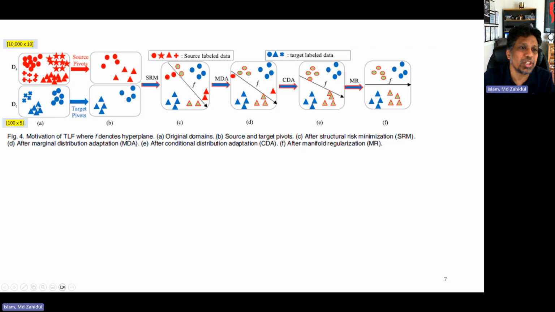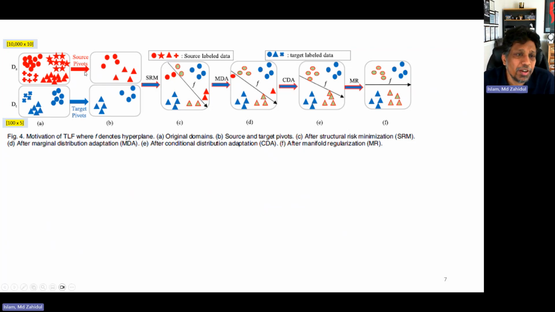Let us imagine that in the source data set you have 10,000 records, each with 10 variables. So you have a matrix of 10,000 rows and 10 columns, and in the target you have 100 records, very small, and only five. In this example, let's say 5 attributes, 5 columns.